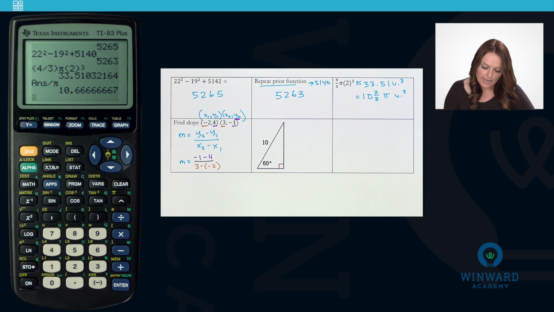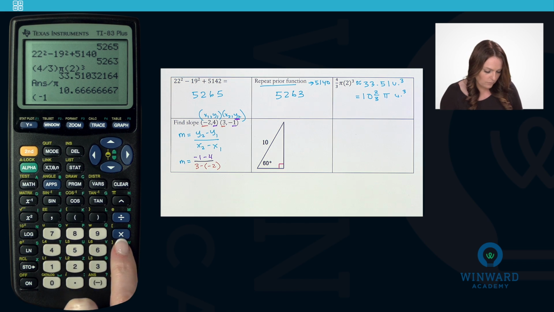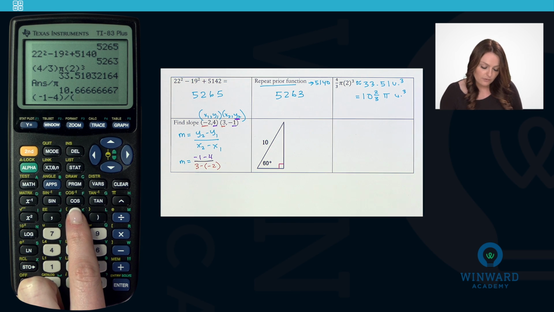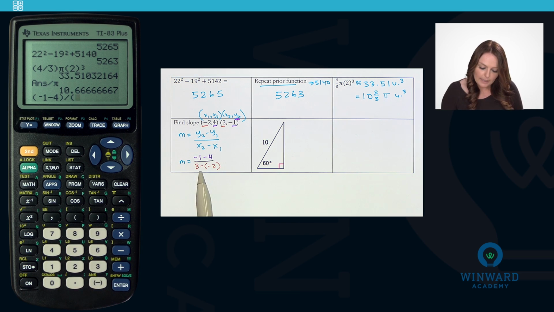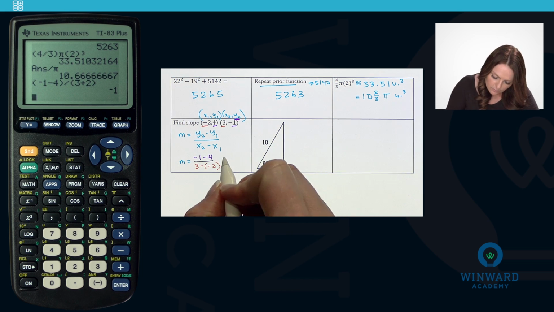So let's say that we've written this out and that now you want to solve it on the calculator. We have to make sure that we have our numerator within parentheses, divided by the denominator inside parentheses. So we'll do parentheses. Good review. How do we do a negative number? Negative 1 minus 4, close parenthesis, divided by, open parenthesis for the denominator. Remember that 3 minus negative 2 is the same thing as 3 plus 2, close parenthesis, and press enter, and you get that the slope is equal to negative 1.